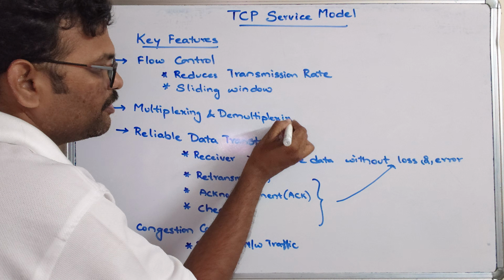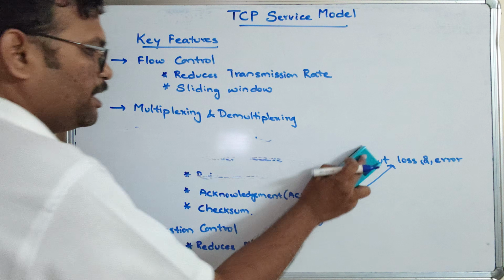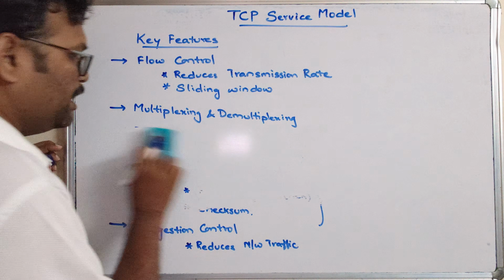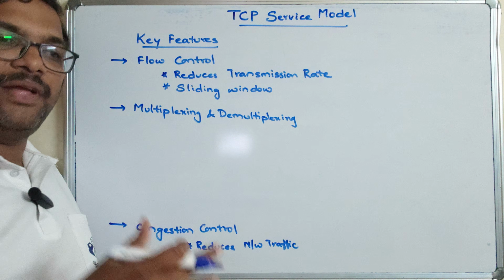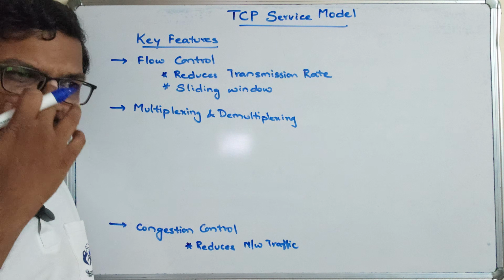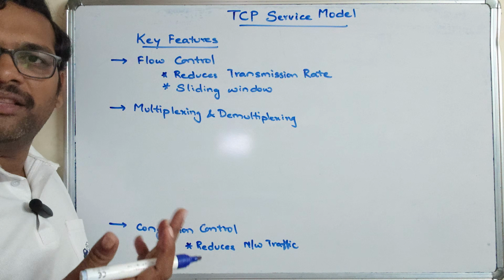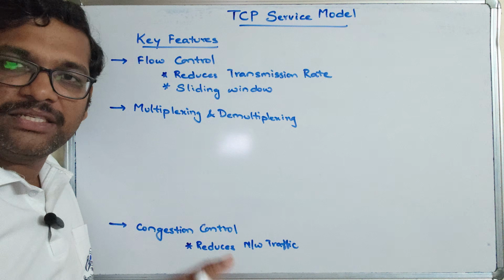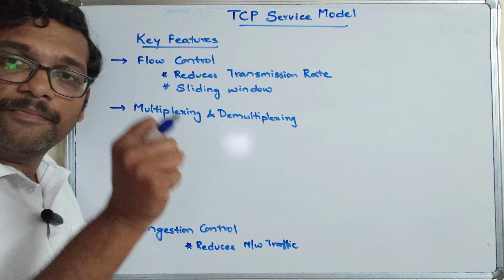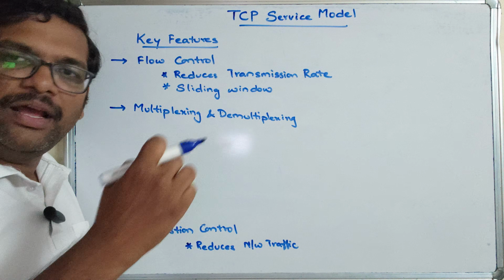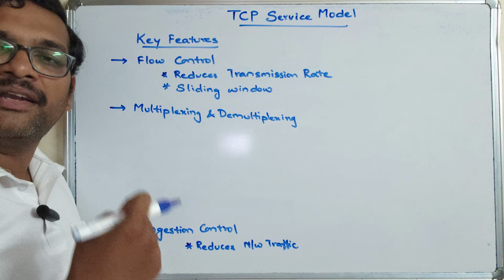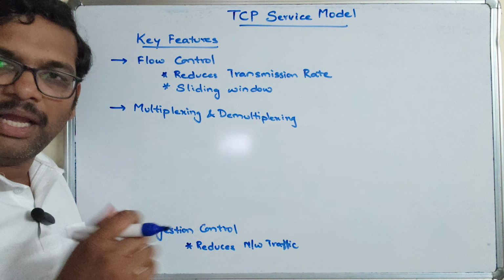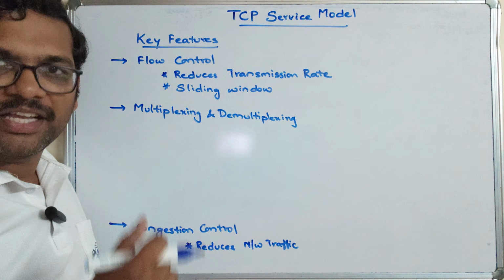This one also we have seen in our previous session, multiplexing and demultiplexing. Here, multiplexing and demultiplexing means that at a time multiple applications can send data and receive data. When the sender wants to send data from multiple applications, all the data will be packed into one packet and sent, and on the receiver side it will be extracted and the data will be sent to the appropriate applications.